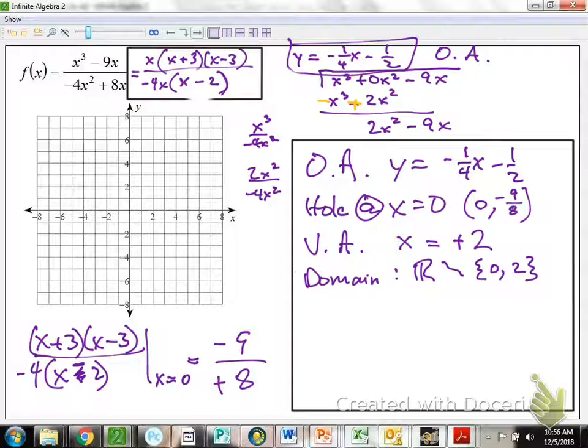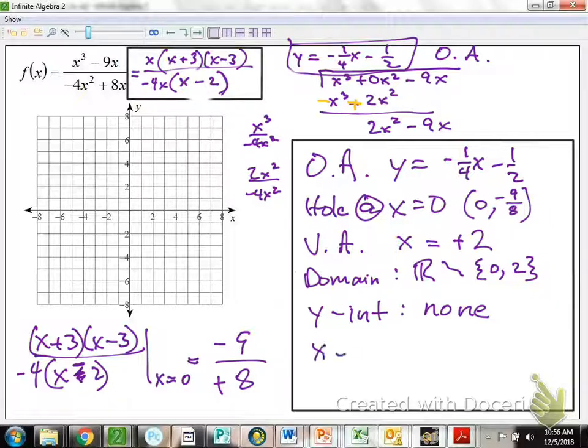All right. Domain, vertical asymptote, horizontal asymptote. What about the y-intercept? We don't have a y-intercept, right? There's actually a hole where the y-intercept should be. We found it. It's x equals 0. Y would be negative 9/8 if x could be 0, but x can't be 0. So there's a hole in the function.